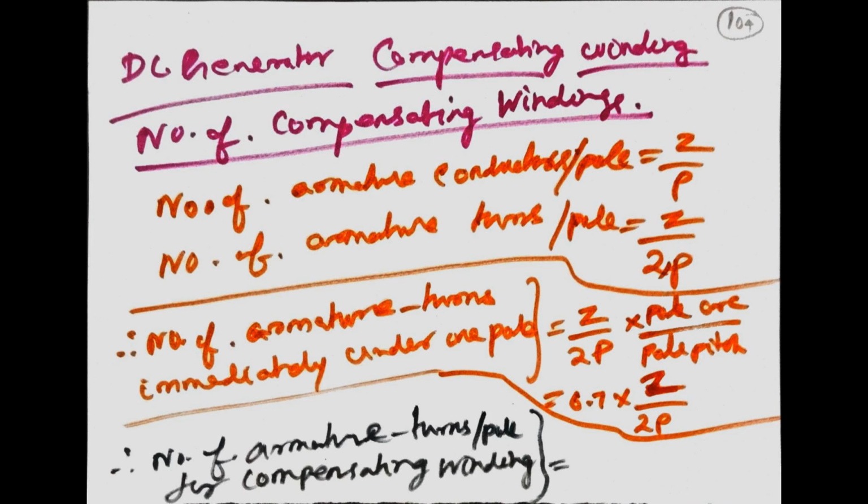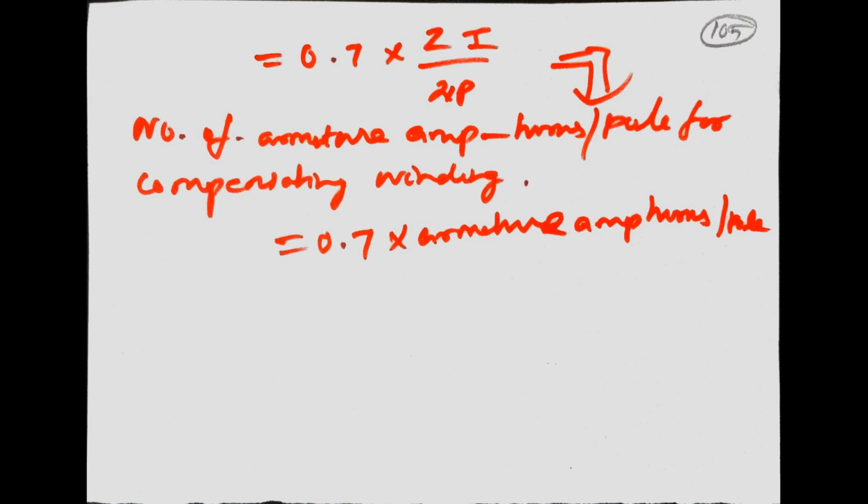DC generator, number of compensating winding turns. The number of armature conductors per pole is equal to Z divided by P. The number of armature turns per pole is Z divided by 2P. The number of armature turns immediately under one pole is equal to 0.7 times Z divided by 2P. The number of turns per pole for the compensating winding is equal to 0.7 times Z divided by 2P. The armature ampere turns per pole for the compensating winding is 0.7 times the armature ampere turns per pole.